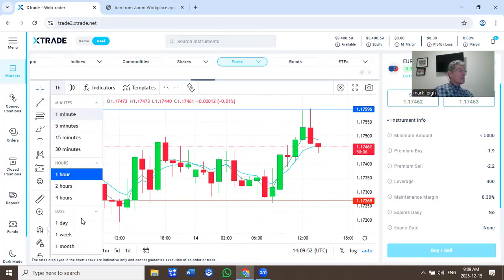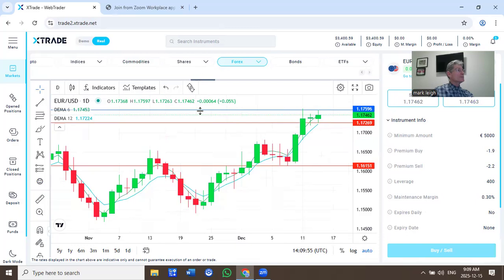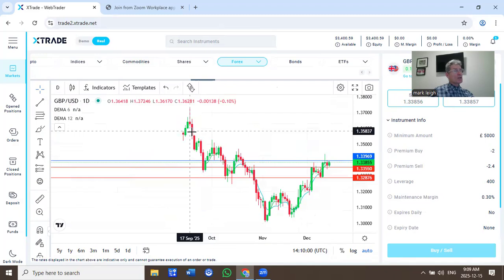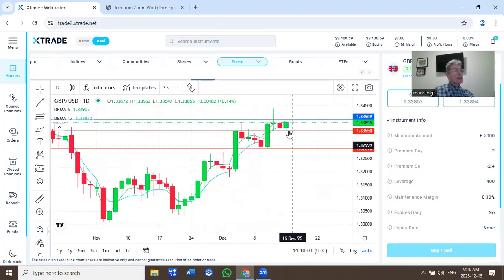Let's have a look at the pound against the US, on the daily to start. And there you see pretty narrow range. I've got support at 133.55. I've got resistance at 133.96, just under the $1.34 level.